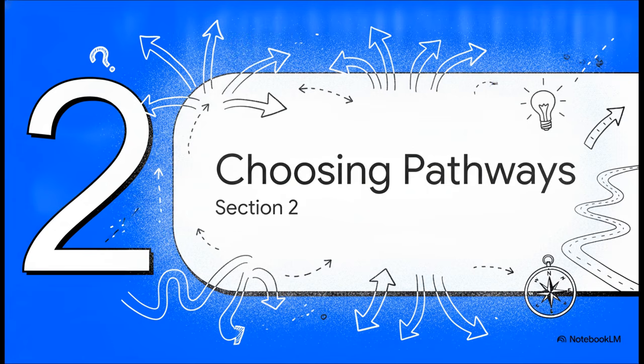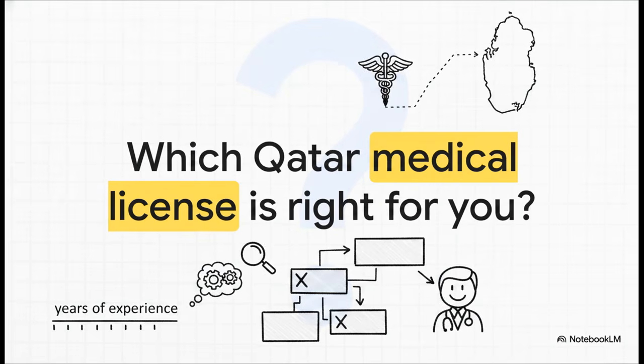Moving right along to Section 2, Choosing Pathways. You really need to ask yourself right now, which Qatar medical license is actually right for me? As an international physician, you have to critically evaluate your own postgraduate training and exactly how many years of clinical experience you have against the DHP criteria we're about to cover. Because let me tell you, applying for the wrong tier is a guaranteed way to hit a massive roadblock.